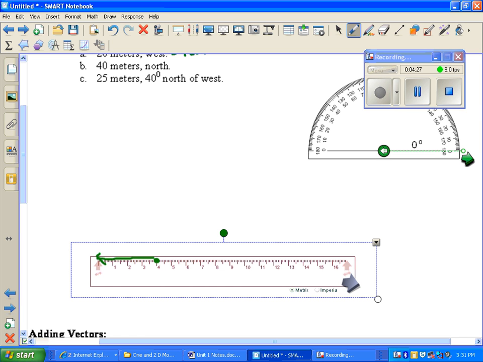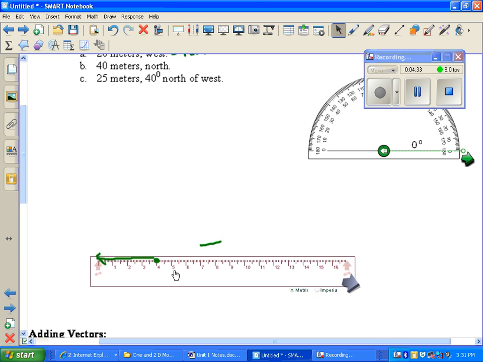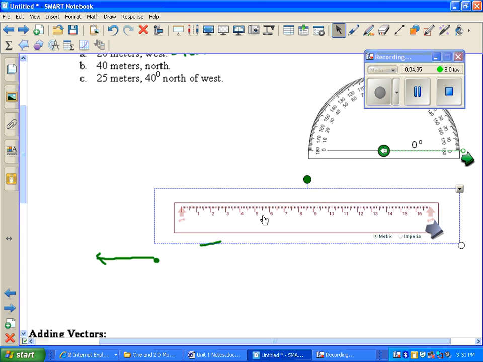Okay, so that's the first vector, and I want to label it. The length of that is 20 meters. Now the second one is 40 meters north.